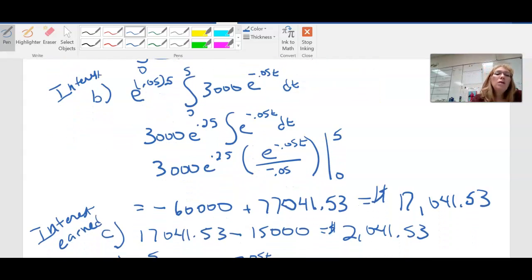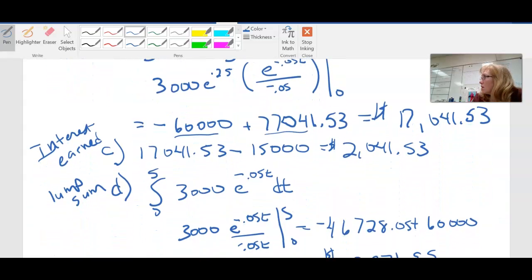Next, when you calculate with interest, our interest was 5%. So we're going to go e to the 0.05 for 5 years. 3,000 e to the negative 0.05t. This is with our interest, right? Factor out our 3,000. Integrate e to the negative 0.05t from 0 to 5. And we have negative 60,000 plus this. So we have a total earned with interest as $17,041.53. The interest is literally, you subtract the two, and we've earned $2,041 in interest.